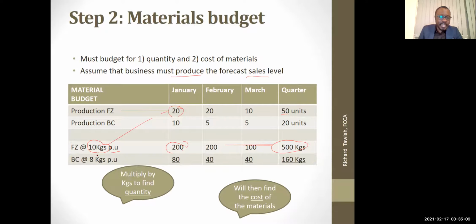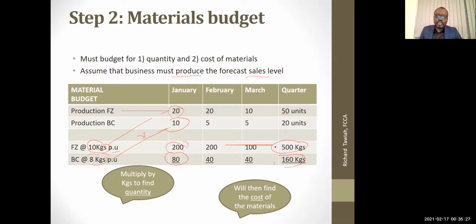Similarly, for Belly Caster, we are assuming 5 kilograms per unit. So we multiply it against the units that we need, and we're getting 80. Very easy. So these are the kilograms we get, and we sum them up and get this.